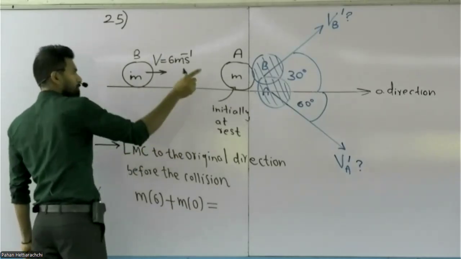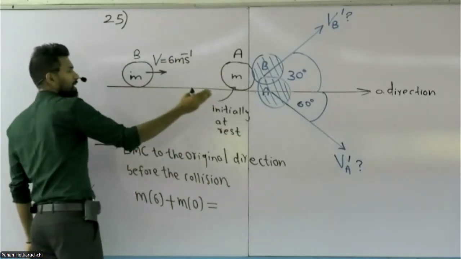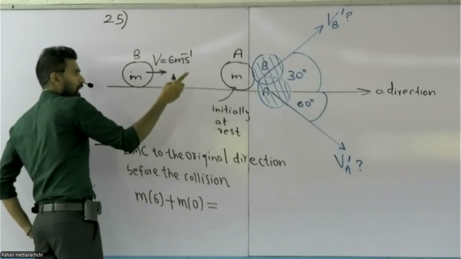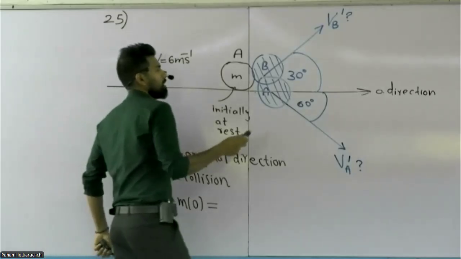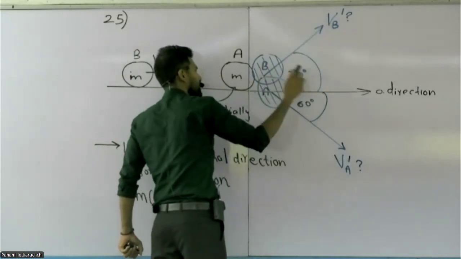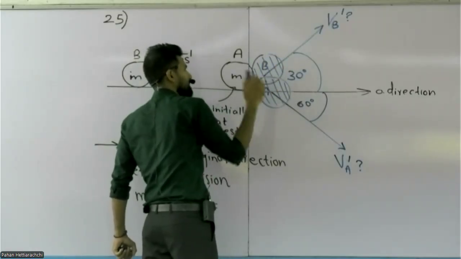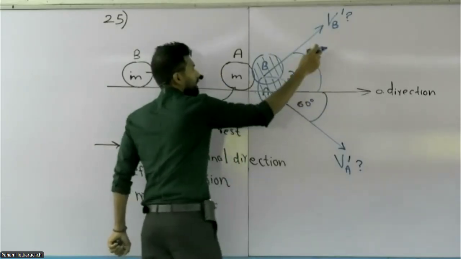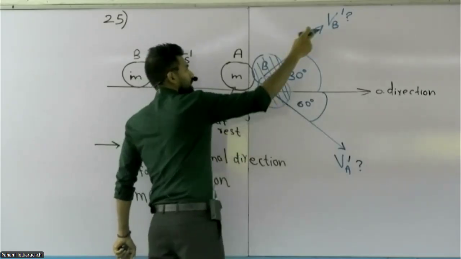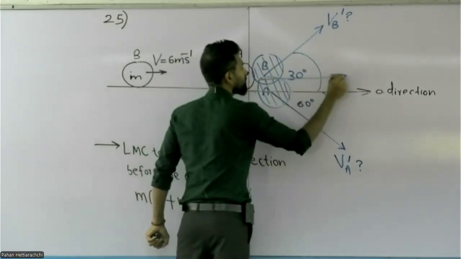After that, I'm applying linear momentum conservation to the original direction. So what are the momentum components to the original direction after the collision? Now ball B is moving with the velocity VB dash in a direction creating an angle of 30°. But consider this: every vector can be resolved into two components. If this is VB dash and it creates an angle of 30°, I can consider the vector component to the original direction.